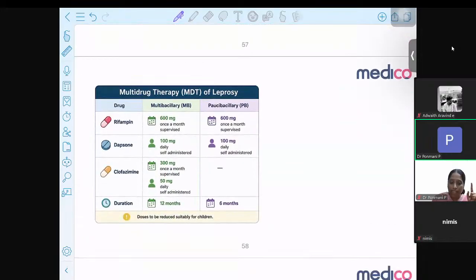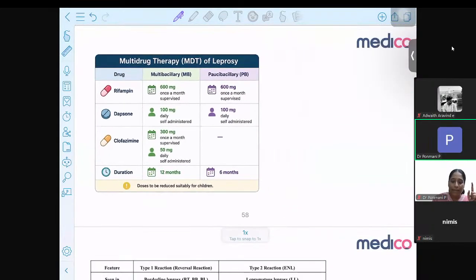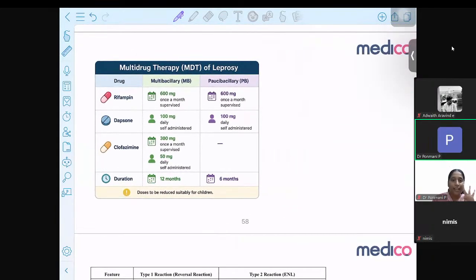Okay. So what is the drug therapy for leprosy? We are going to use a three drug regime. It is rifampicin, dapsone, and clofazimine. Rifampicin is 600, dapsone is 100, and clofazimine is 300 once a month supervised and 50 daily. You can leave out clofazimine in paucibacillary leprosy and you can cut short the duration to 6 months.